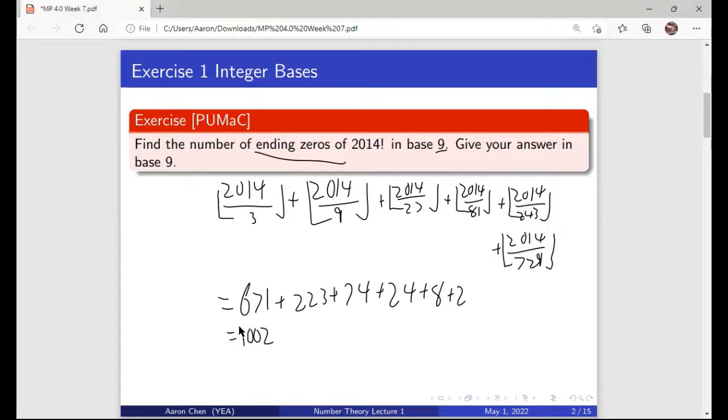And so that means there are exactly 501 factors of 9. And so that means there will be 501 ending zeros. But this is in base 10. So we need to convert 501 to base 9. All of you already know what bases are, and so I won't really bother explaining how to do the conversion. And so you just get 616 base 9. So yeah, that's how you do this question.